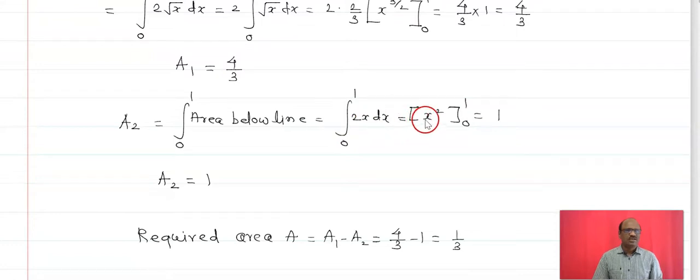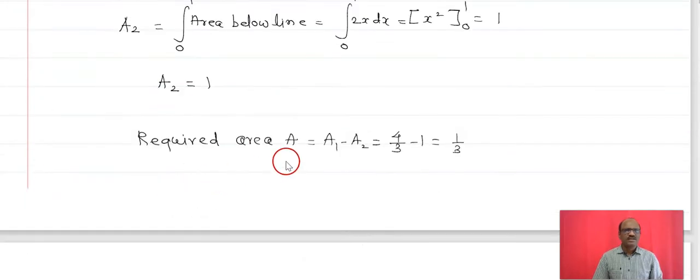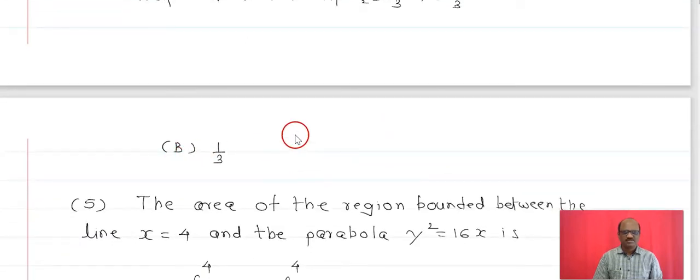Its integral is 2x squared upon 2. The 2s get cancelled, lower limit is 0, upper limit is 1. And hence A2 is equal to 1. Therefore, the required area is equal to A1 minus A2, that is, the area below the parabola minus the area below the line. That is 4 upon 3 minus 1, which is equal to 1 by 3. And hence option B is the correct one.